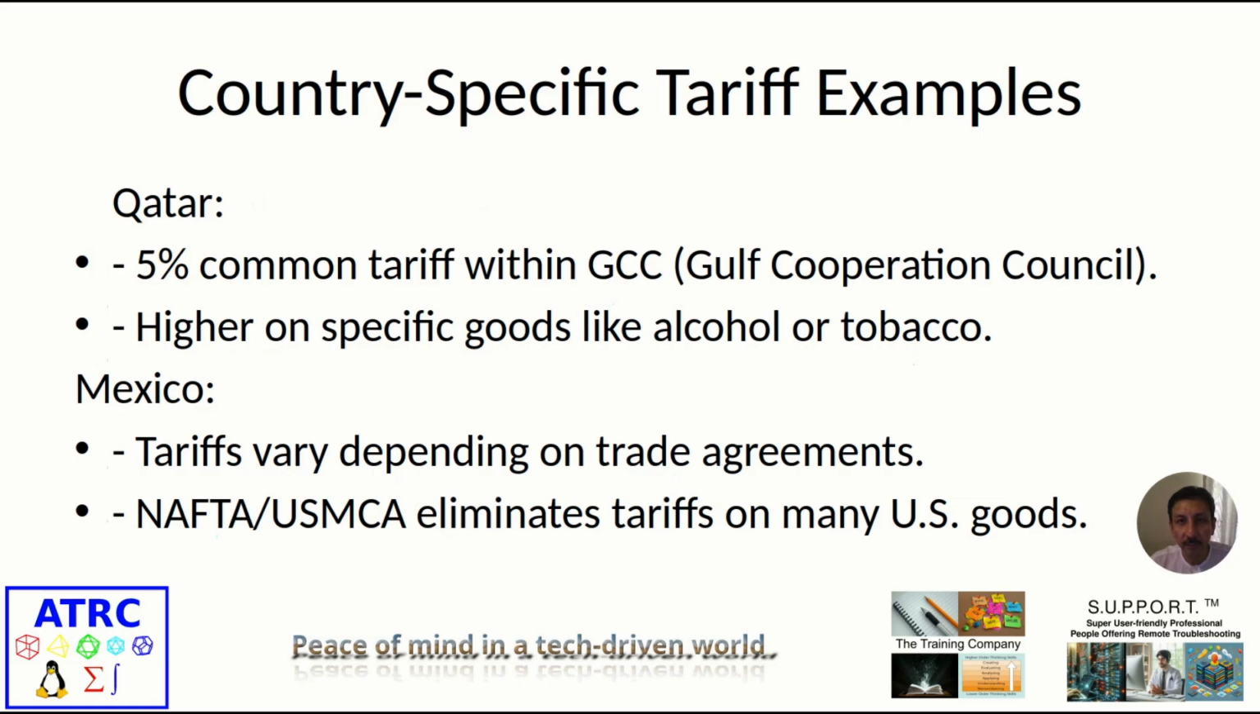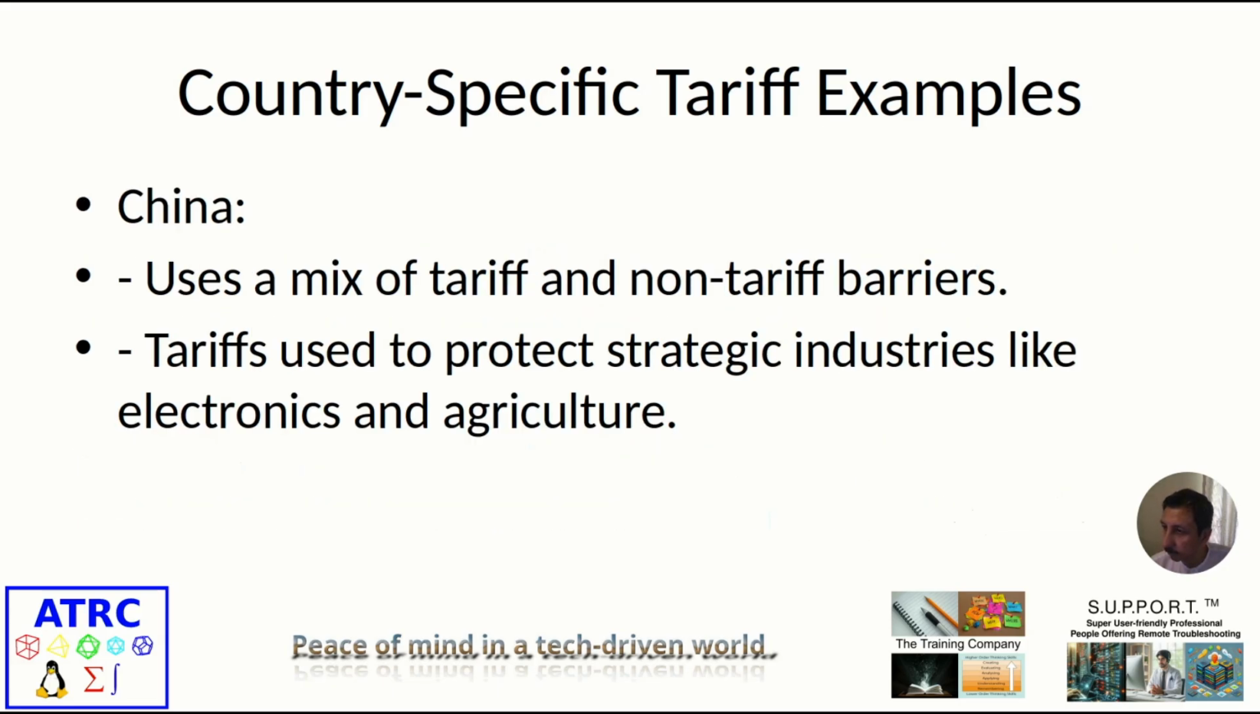Qatar follows the GCC rule similar to the 5%, but increases tariffs on harmful goods like alcohol. Mexico adjusts tariffs based on its many trade agreements. US goods enter tariff-free thanks to USMCA and NAFTA. China, on the other hand, strategically uses tariffs to protect key industries like tech and manufacturing and farming.